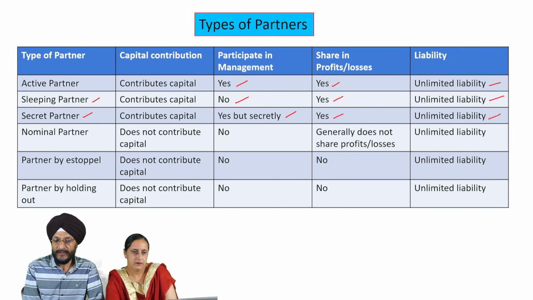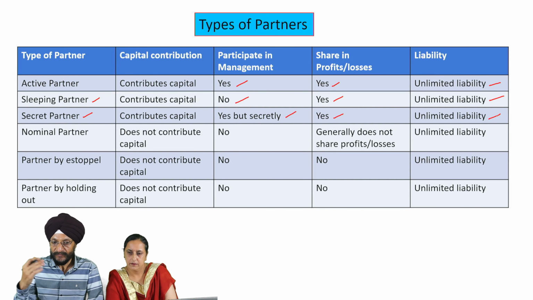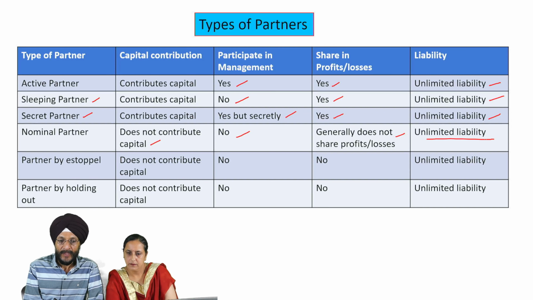Nominal partner, as already told, is normally a celebrity or a known person in the relevant field, in any field. He does not contribute any capital to the firm. He does not participate in the management of the firm. Generally, he does not share profit and losses of the firm. He has unlimited liability.